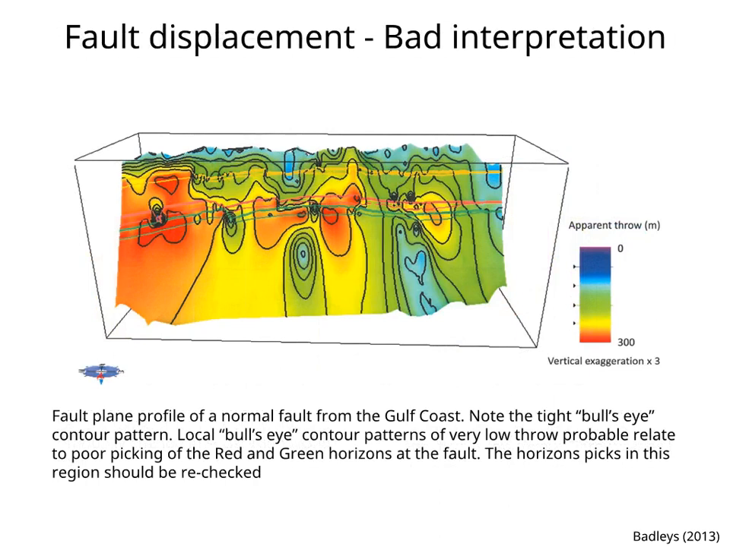This is a fault plane profile of a normal fault from the Gulf Coast, contoured by throw. Note the tight bullseye contour pattern. Local bullseye contour patterns of very low throw relate to poor interpretation of the red and green horizons. The horizons in this region should be reinterpreted.